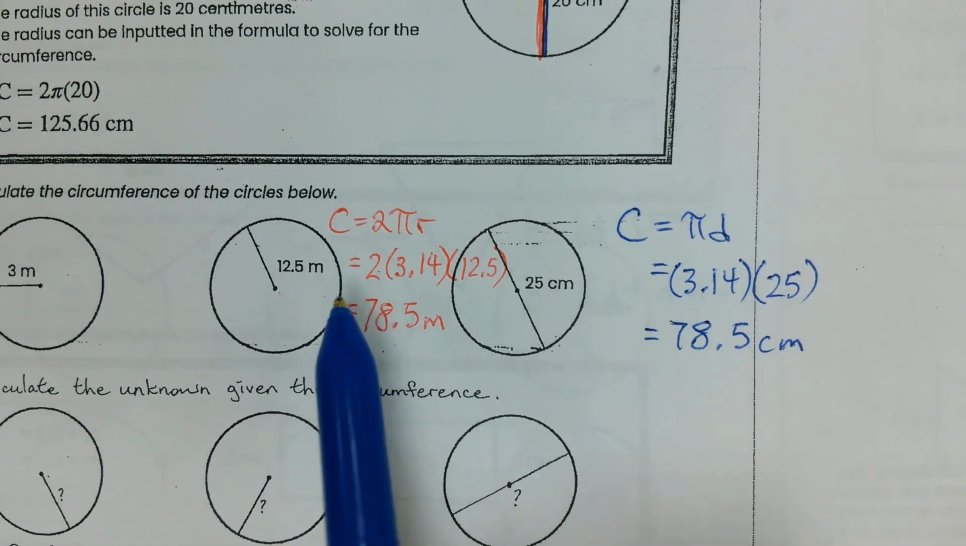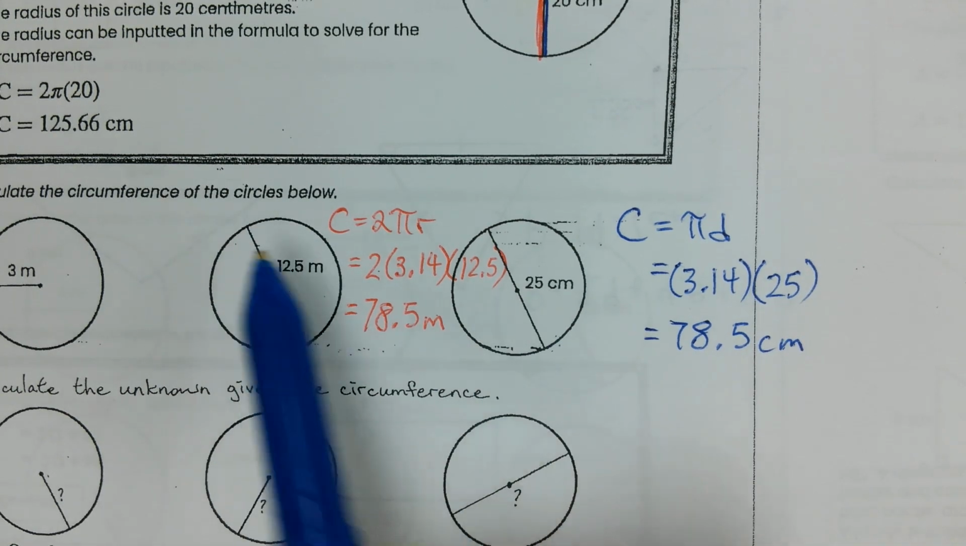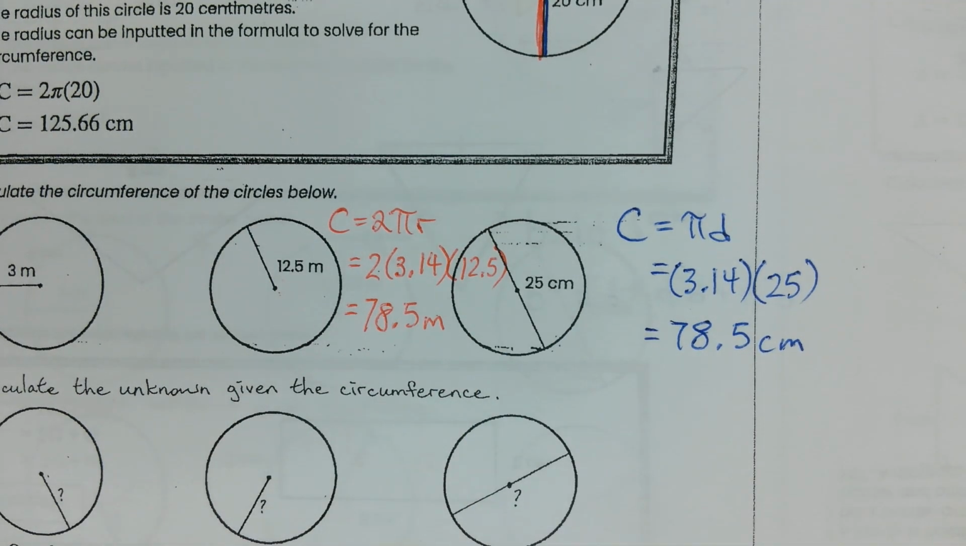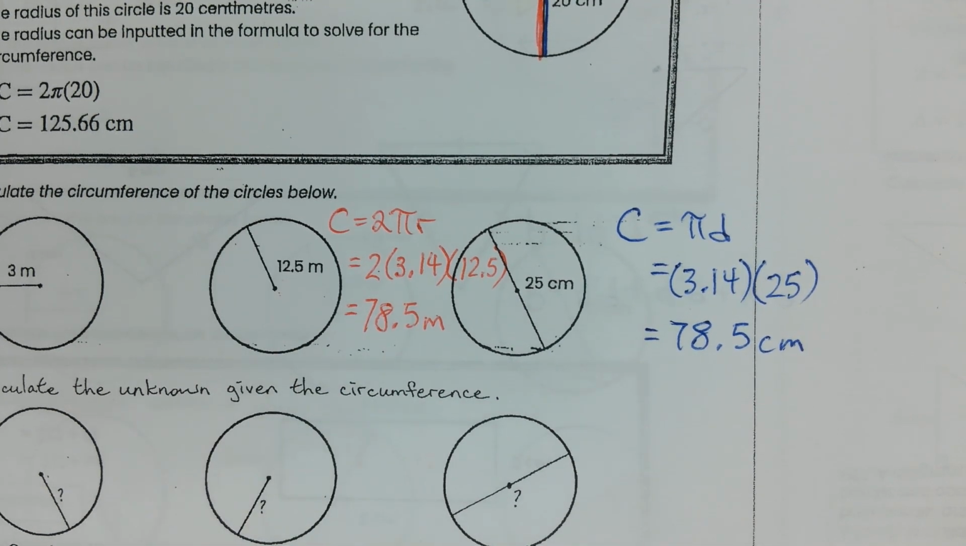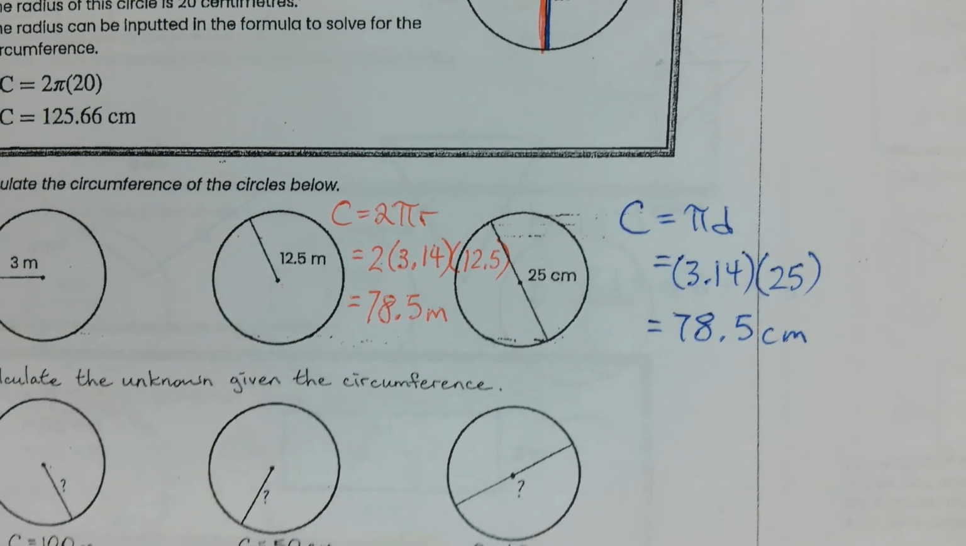So notice it's the same, because one gave you the radius, one gave you the diameter. If you double that, it's just 25. So it's the same circle.